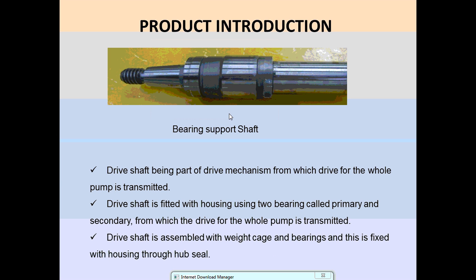And this is the bearing support shaft. The bearing support shaft has the same use. This drive shaft is fitted with the housing using bearings, called primary and secondary, and the drive shaft is assembled with the weight case and bearing, and this is fixed through the hub seal. It is also used to transmit the power from the engine to the pump, but from the driven shaft.